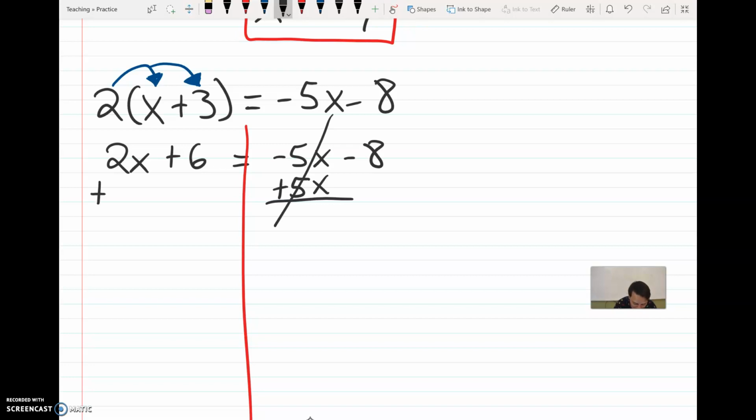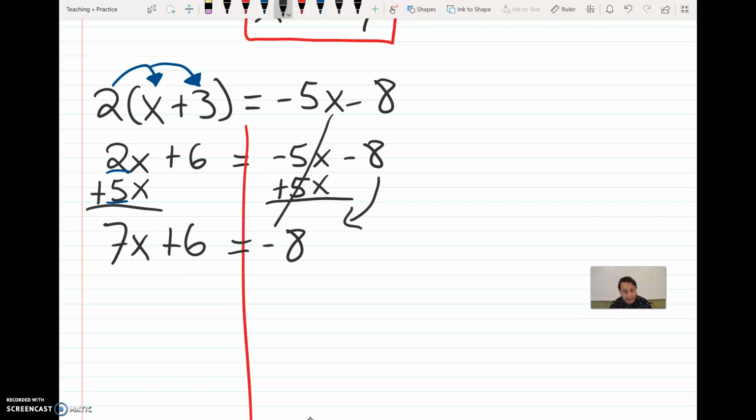What I do on one side, I have to do to the other. So I have 2x plus 5x. Remember, we're adding the coefficients of x there, which is this 2 and this 5. And we get 7x. I bring down that 6, and I set it equal to negative 8, right? Because I didn't do anything to negative 8. Okay? Now it looks like a two-step equation again. So we have to get rid of the constant on this side, the left side of our equation. To do that, we subtract, because it's a positive 6, so that it can reduce to 0. But what I do to one side, I have to do to the other.